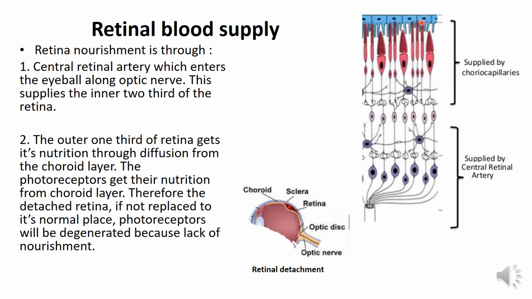For this reason, if there is a detachment of the retina from the choroid, this is called retinal detachment. In this case, the nourishment or blood supply to the photoreceptors will be stopped. And this eventually leads to death of the photoreceptors. For this reason, the retinal detachment must be repaired very quickly. Otherwise, we will lose the photoreceptors. If the photoreceptors are lost, it means blindness.